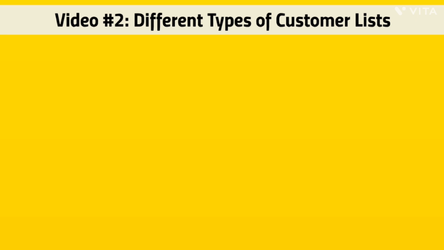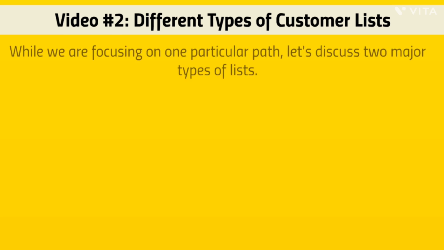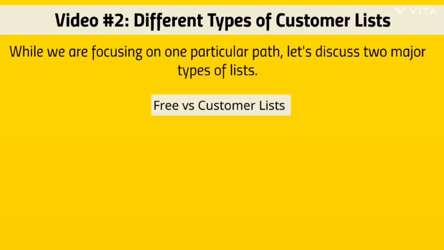Okay, so welcome back. This is video number 2, and we're going to talk about the 2 different types of customer lists. Now, while we're focusing on just one particular path, I really want to talk about 2 major types of lists, because I want you to get into that mindset of understanding why there are 2 different lists and why we are really focusing on just one particular one.